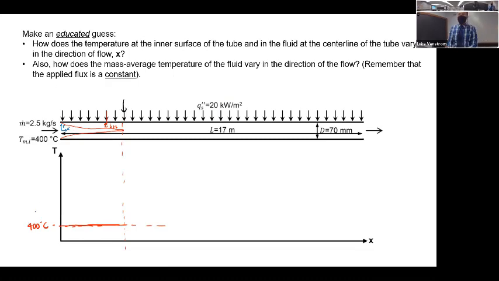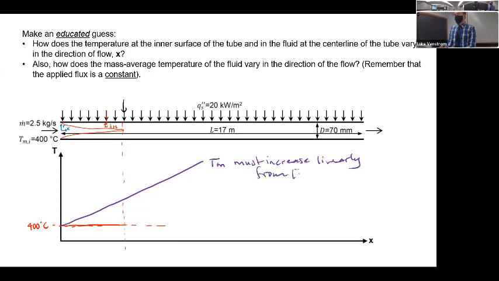So we can pretty much just from the first law argue that the mean temperature from the get-go has to be increasing linearly as we flow down the tube. I didn't do a very good job of making it long enough to get over to the other side, right? But the mean temperature must increase linearly.